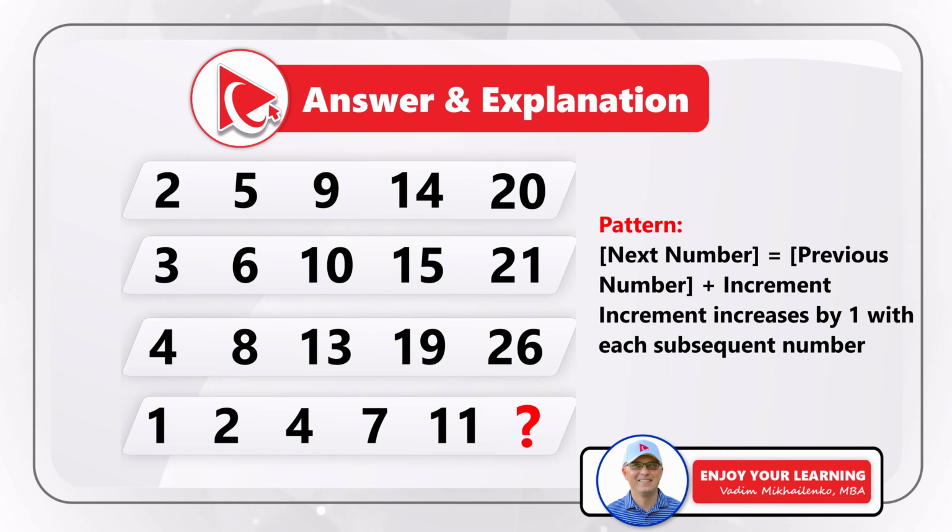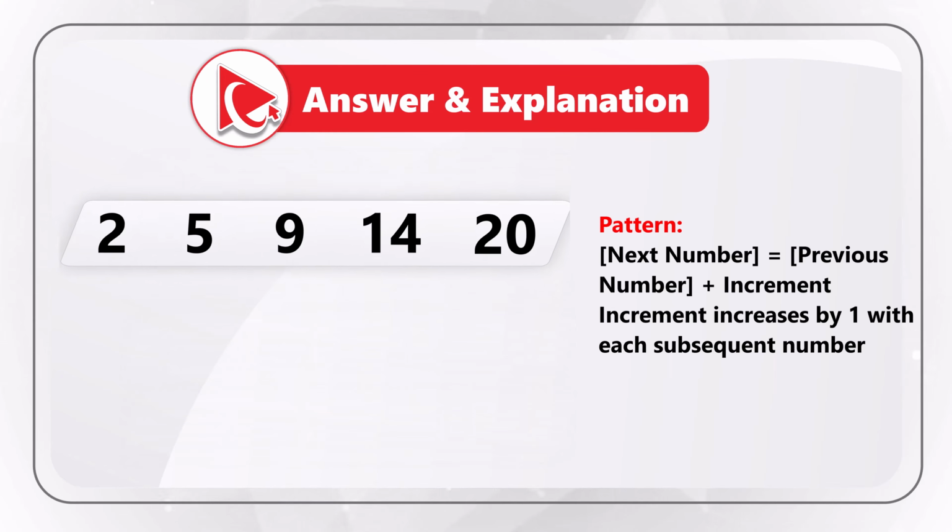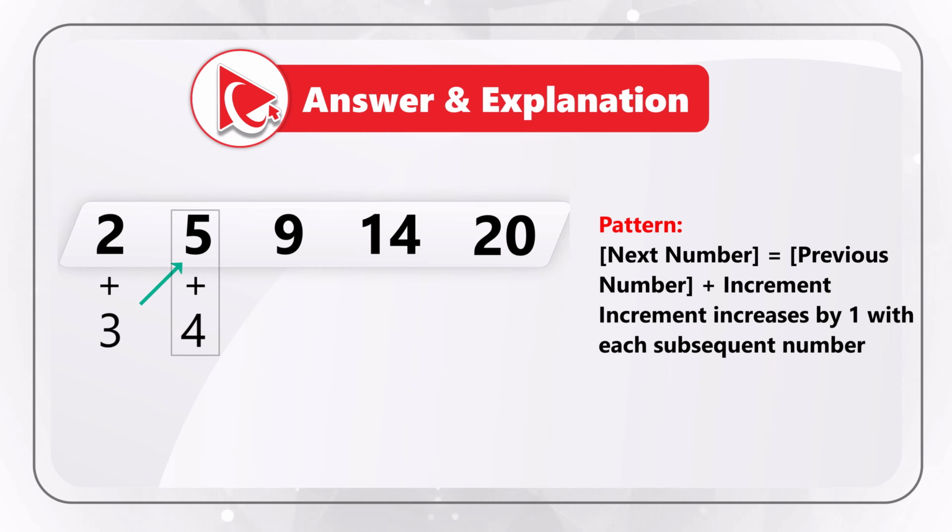Let's look at the example on how calculations are done for the first row of numbers. In the first calculation, the increment is 3. 2 plus 3 equals 5. Then the increment increases by 1, and from 3 becomes 4, which means 5 plus 4 equals 9. Then the increment increases again, and 9 plus 5 equals 14. 14 plus 6 equals 20.